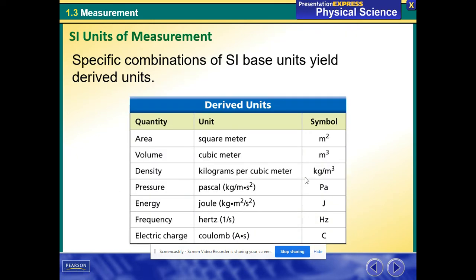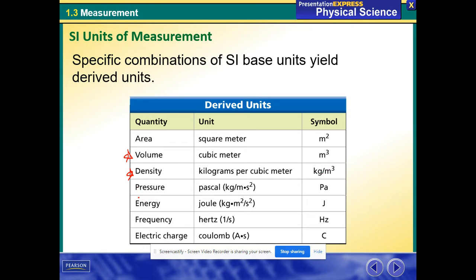Other derived units are as such. Area is a derived unit because you're taking length times length. Volume, which is one we did on the last slide, is also a derived unit because we're taking length times width times height. So here we have basically length cubed. Density was also one that we talked about. This is kilograms per meter cubed, so this comes from the SI unit of mass and length.